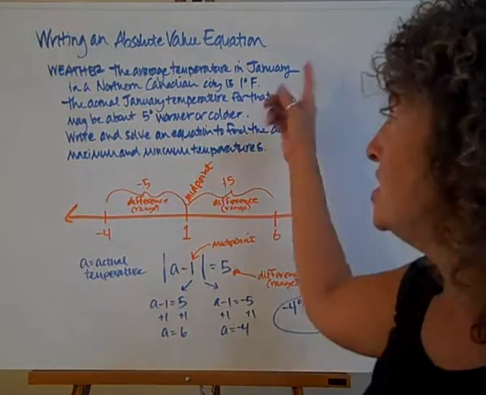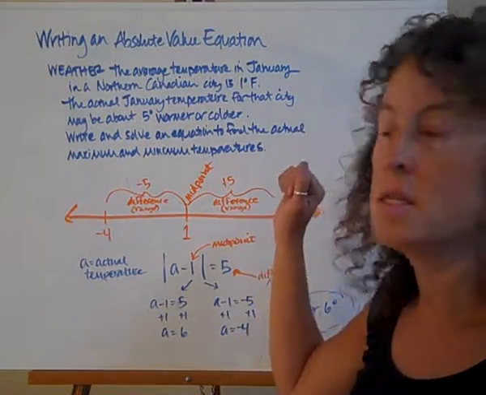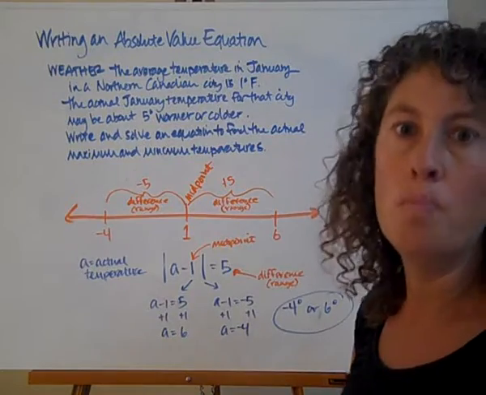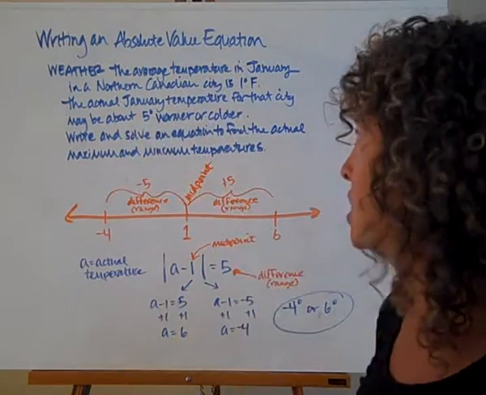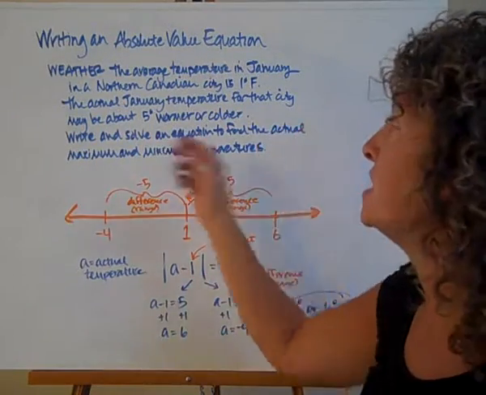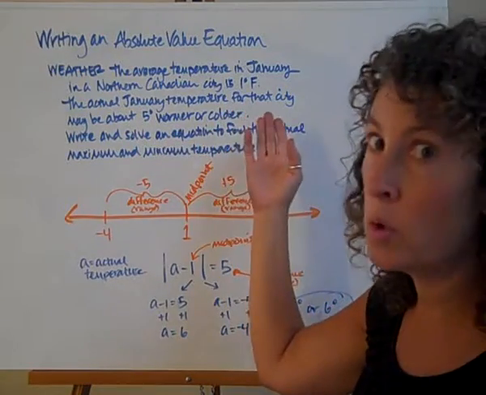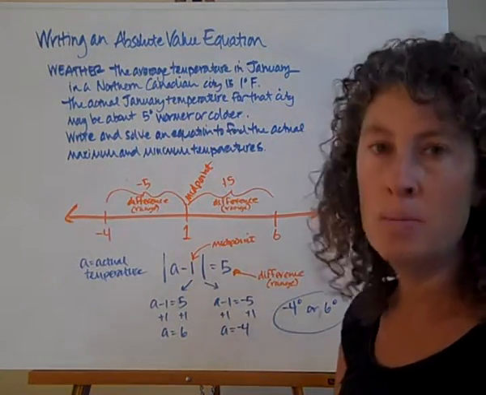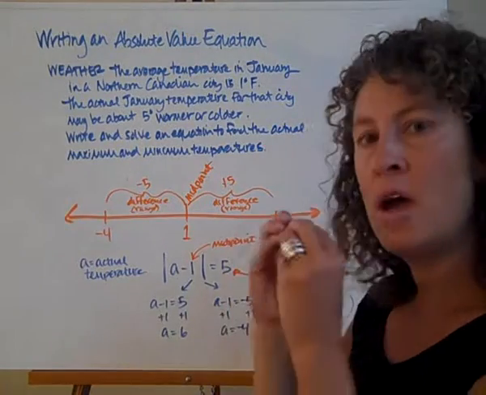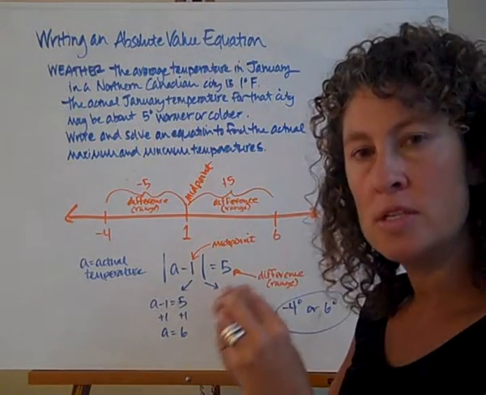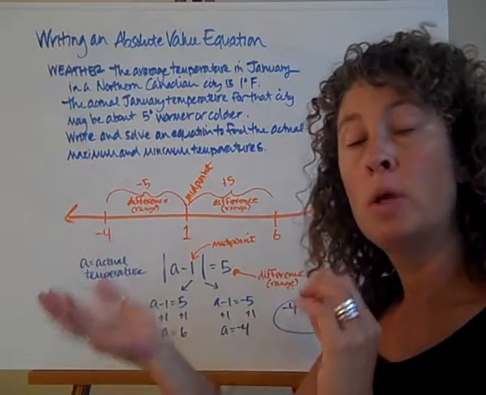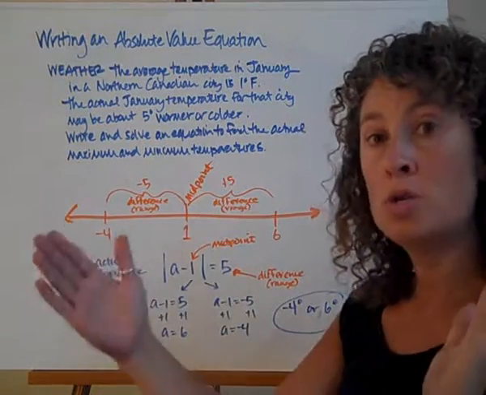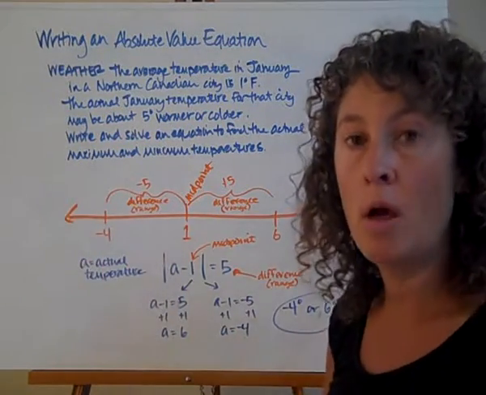The average temperature in January in a northern Canadian city is 1 degree Fahrenheit, brr. The actual January temperature for that city may be about 5 degrees warmer or cooler. Ooh. Write and solve an equation to find the actual maximum and minimum temperatures. So we have a kind of average temperature that's our middle, and we have temperatures that are below that and temperatures that are above that. We're trying to find the extremes that are on each end.